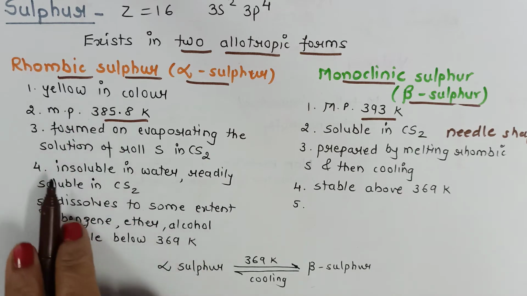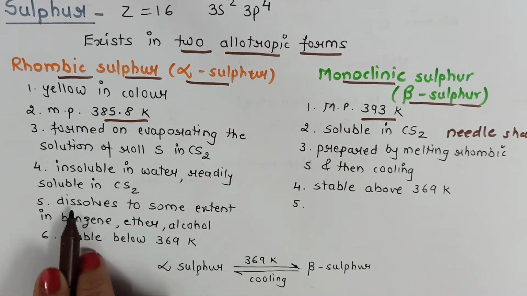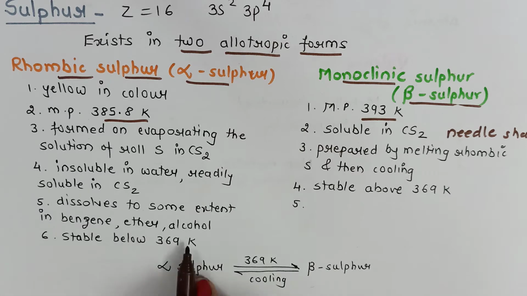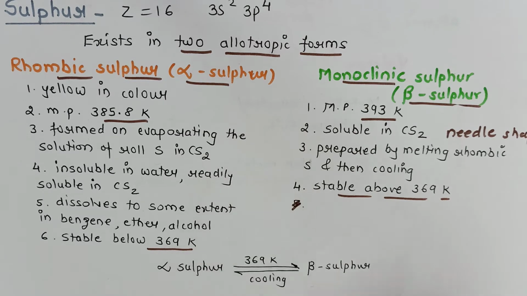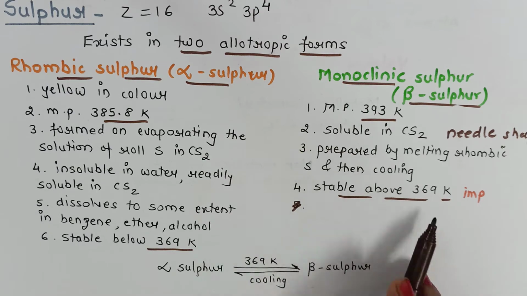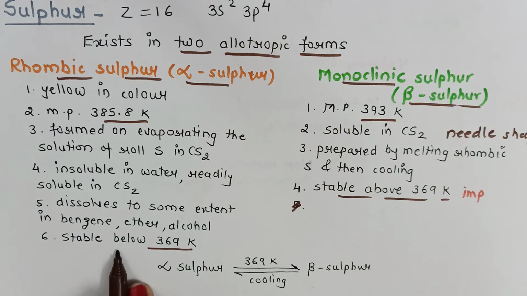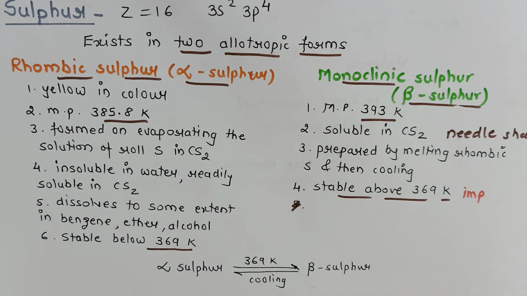Next, rhombic sulfur is insoluble in water but it is readily soluble in carbon disulfide. It dissolves to some extent in benzene, ether and alcohol. It is stable below 369 Kelvin and monoclinic sulfur is stable above 369 Kelvin. This is the main difference between rhombic sulfur and monoclinic sulfur. We have to remember this temperature: above 369 Kelvin monoclinic sulfur or beta form is stable, and below 369 Kelvin rhombic sulfur or alpha sulfur form is stable.